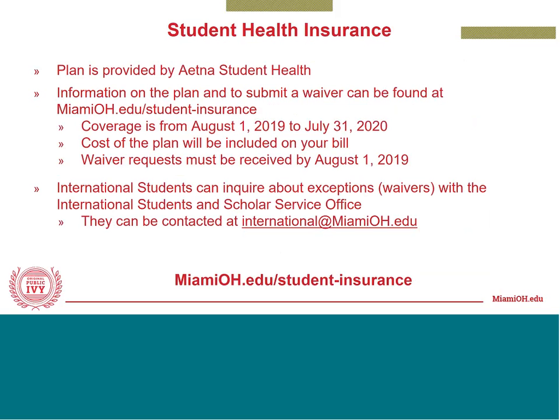Once the request is submitted and the information is verified, a confirmation email is sent to your Miami email account and a credit is posted to your Bursar bill. The deadline to request the waiver is August 1st, 2019. Please visit miamioh.edu/student-insurance to complete the waiver or receive more information about Aetna student health insurance.